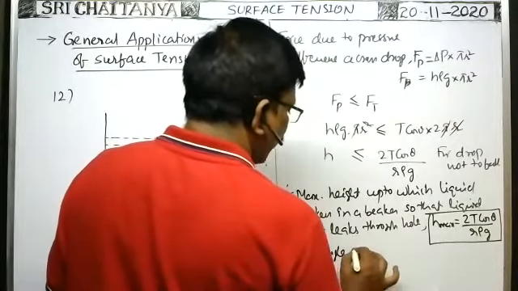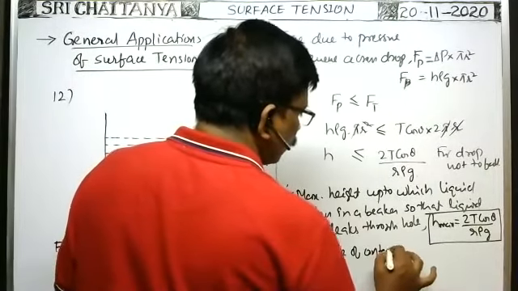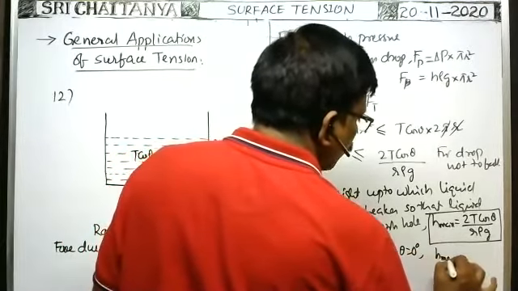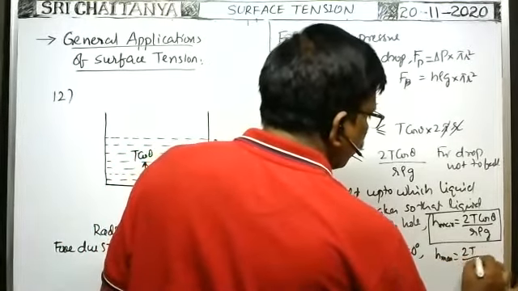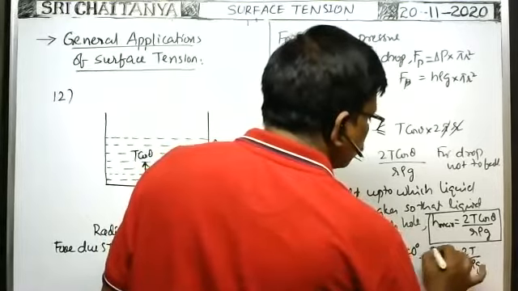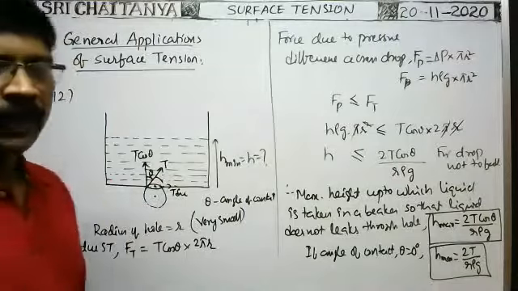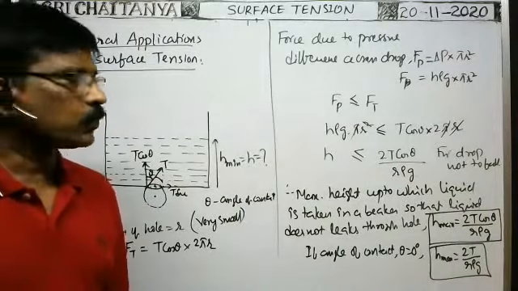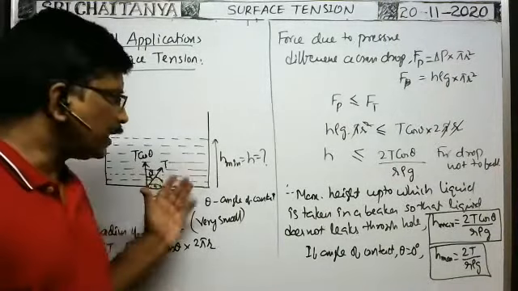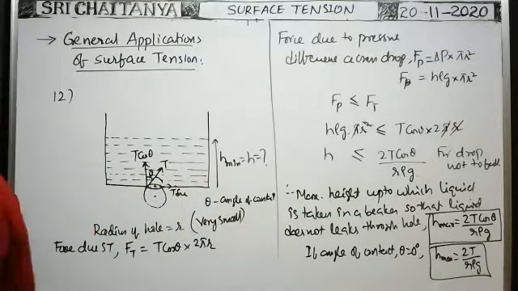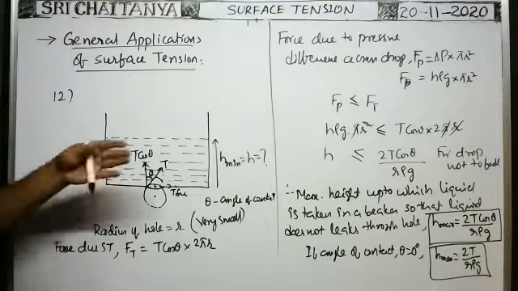Okay. Suppose for pure water and glass, the angle of contact theta is equal to 0 degree, then H max is equal to 2T by R rho Z only. This is the formula for the maximum height up to which the liquid can be taken so that the liquid does not leak out through the hole. Okay. Next, same concept, different approach.